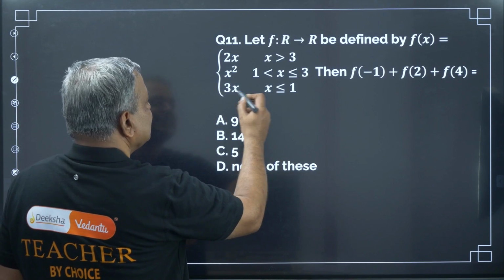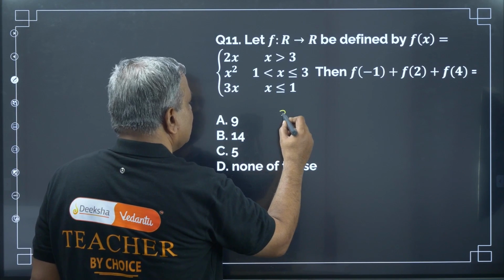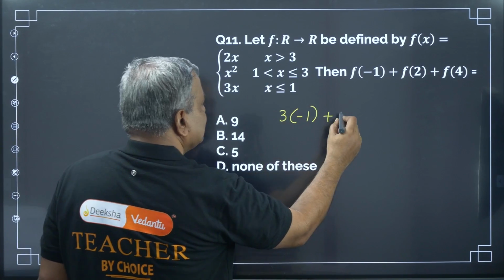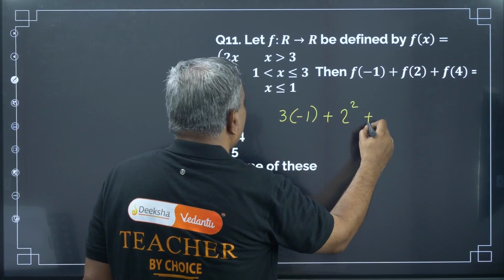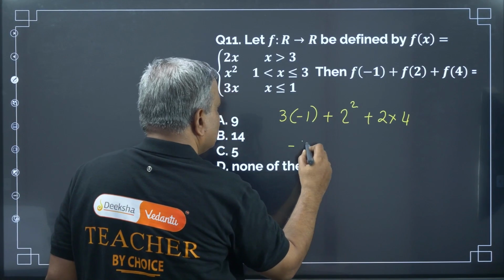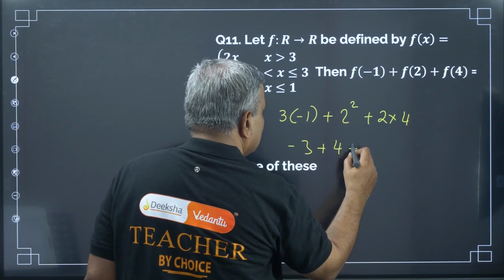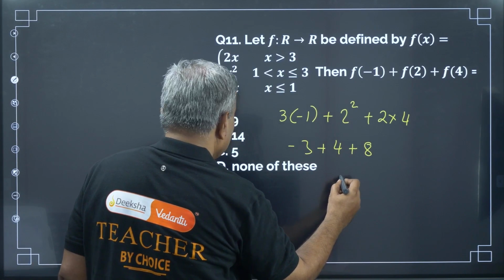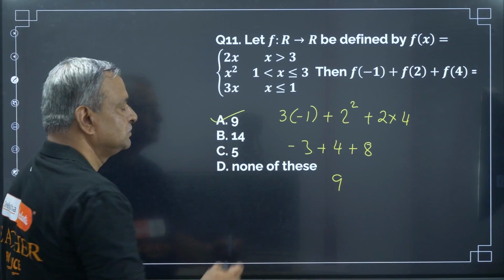F of minus 1 lies in this interval. So f of minus 1 will give you 3 into minus 1. F of 2 lies here, 2 square. F of 4, 2 into 4. So this will give you minus 3 plus 4 plus 8. This will give you how much? 8 plus 1, 9. Option A.